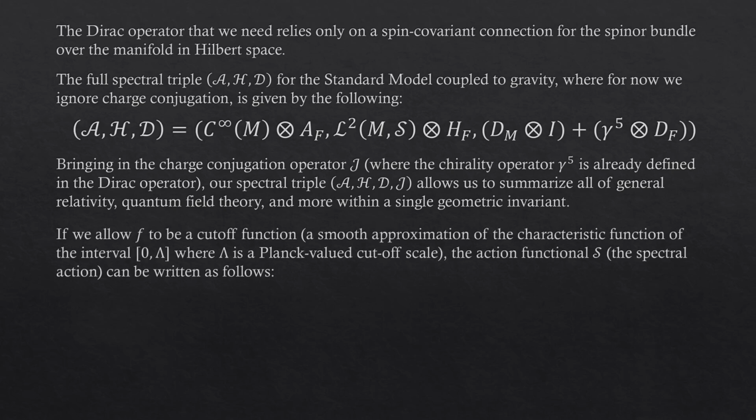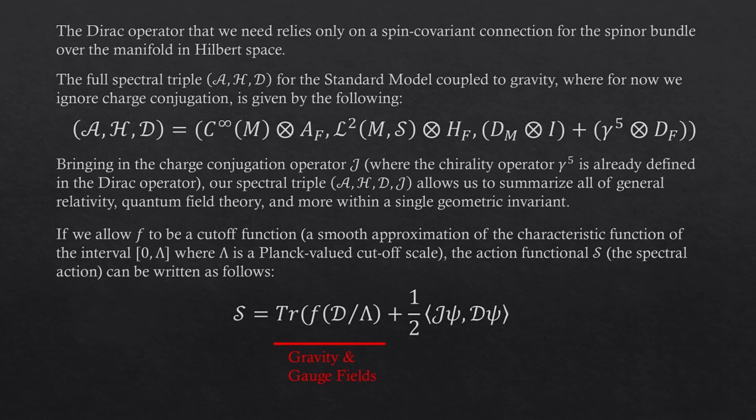And if we allow f to be a cutoff function, which can be a smooth approximation of the characteristic function of the interval 0 to lambda, where lambda is a Planck-valued cutoff scale, the action functional S, otherwise known as the spectral action, can be written as follows. We have the trace of f of D slash over lambda plus 1/2 the inner product of D psi and J psi. The trace term gives us gravity and gauge fields, whereas the inner product term gives us fermion fields as well as Yukawa coupling terms.